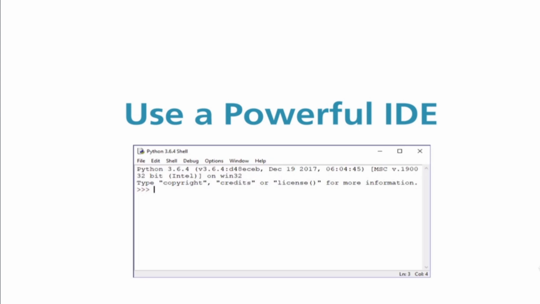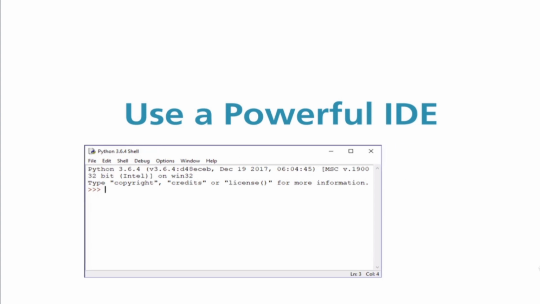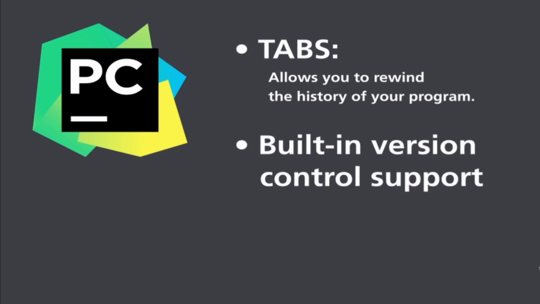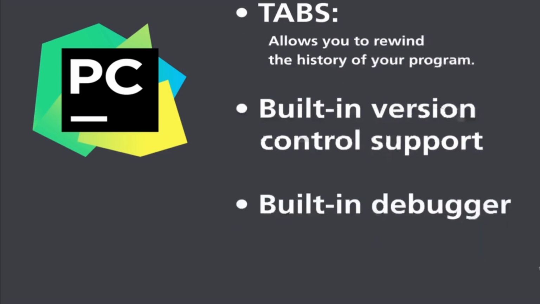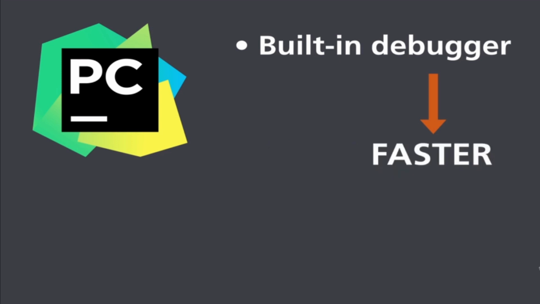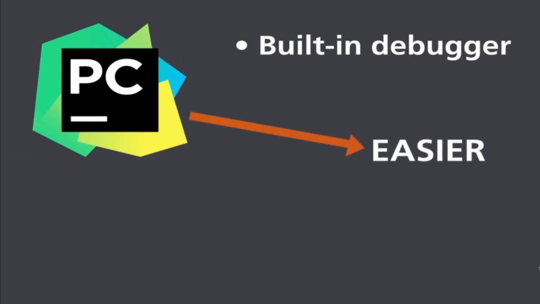So far, you've been writing your programs in IDLE. At some point, you will want to switch to a more powerful, interactive development environment, like PyCharm, the program you downloaded when you were building your web scraper. PyCharm has tabs, a feature that allows you to rewind the history of your program, built-in version control support, and a built-in debugger. A debugger allows you to go through your program line by line and check the values of variables at each stage of it. A good debugger makes finding errors in your programs significantly faster, and using an advanced IDE like PyCharm will make your life as a programmer easier.